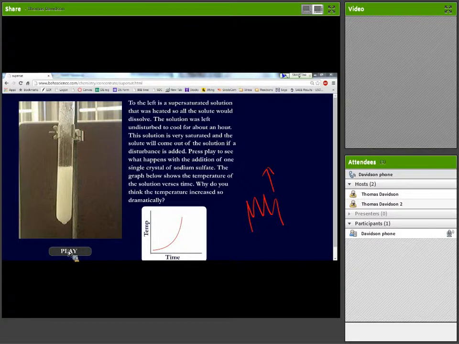So the key is that it had to be heated, but specifically that it turns to a solid when you disturb it. You with me? If it turns solid, the answer is supersaturated.